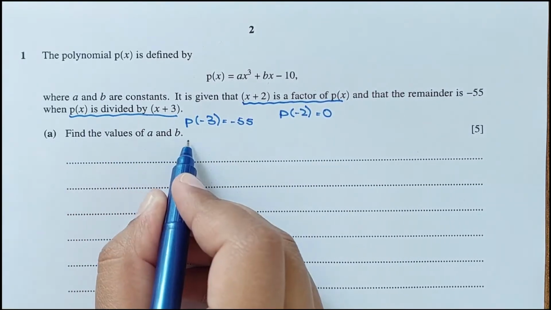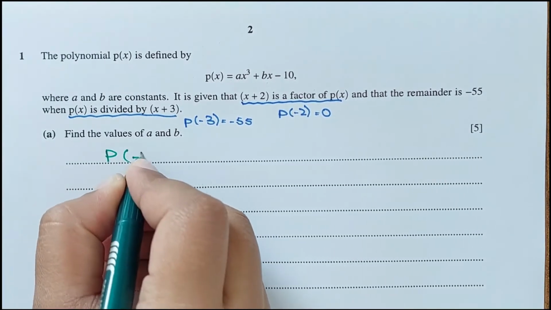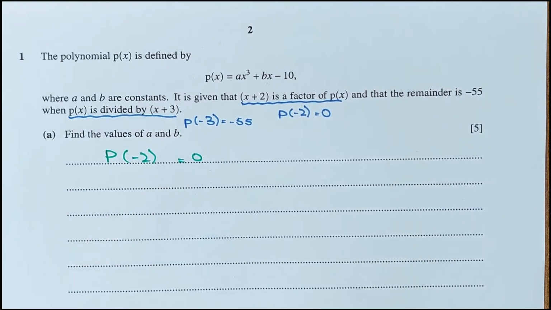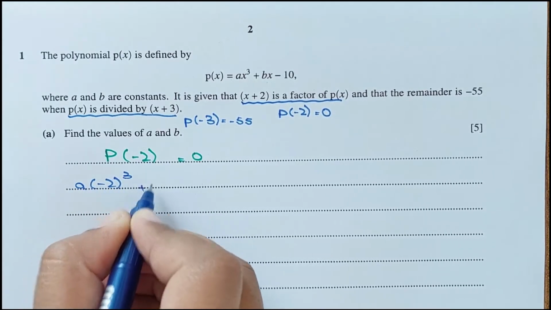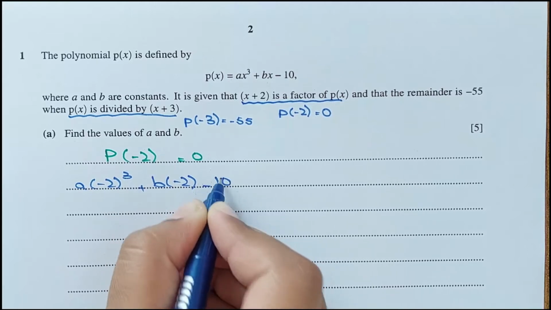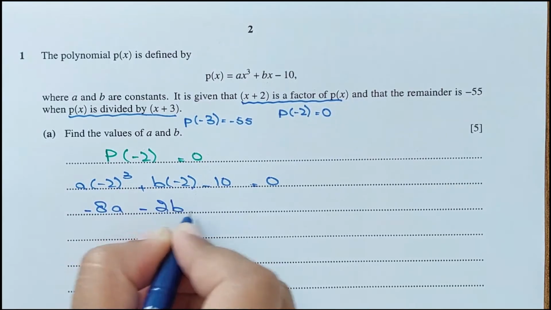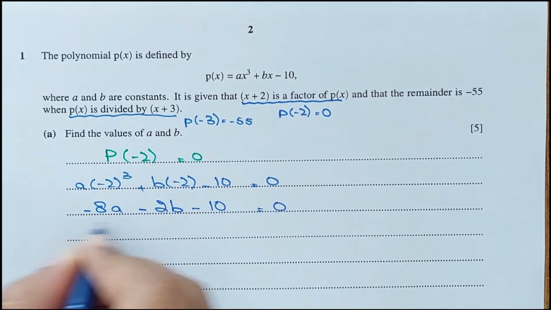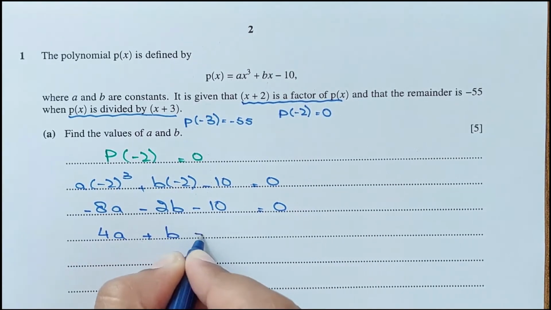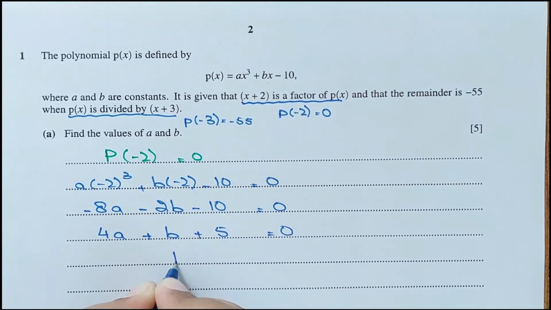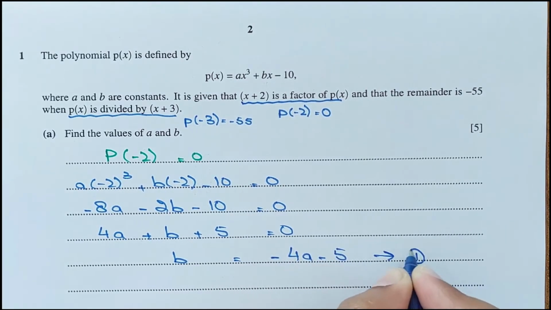Part A, find the values of a and b. Now using these two pieces of information, we can easily find the values of a and b. p of minus 2 is equal to 0, right? So x is minus 2, so a times minus 2 cubed plus b times minus 2 minus 10 equals 0. So this is negative 8a, negative 2b, negative 10 equals 0. Let me divide by minus 2. So 4a plus b plus 5 equals 0. From here we have the b value, which is minus 4a minus 5. This is my first equation.